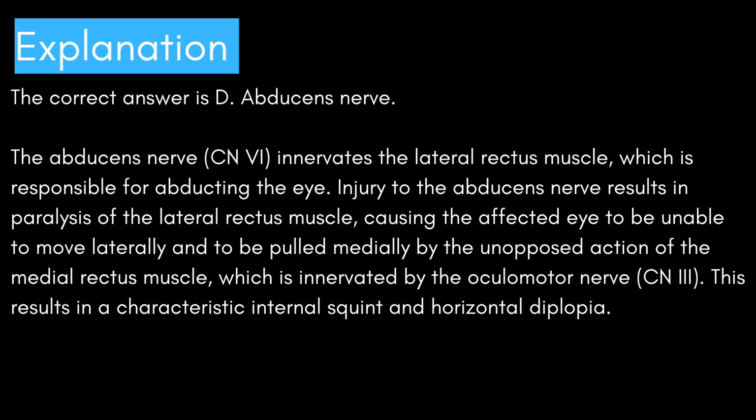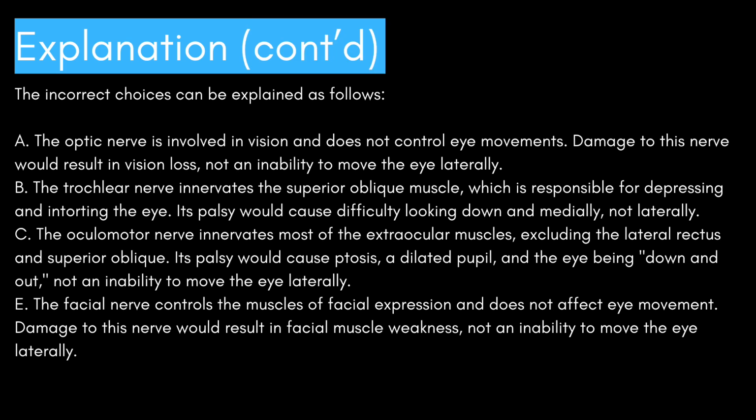All right, let's go ahead and see why the other answer choices are incorrect. The incorrect choices can be explained as follows. A. The optic nerve is involved in vision and does not control eye movements. Damage to this nerve would result in vision loss, not an inability to move the eye laterally.